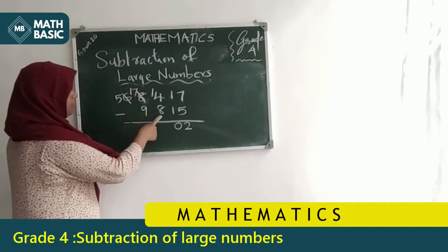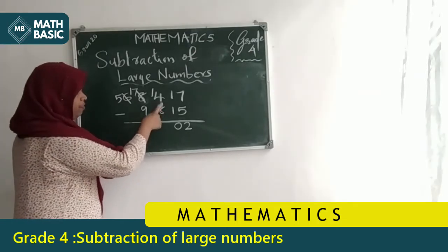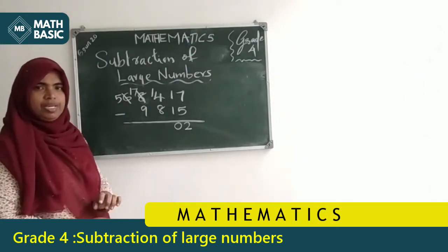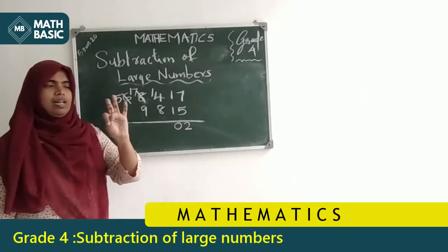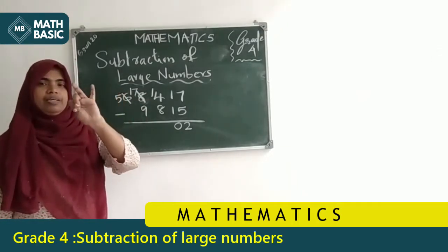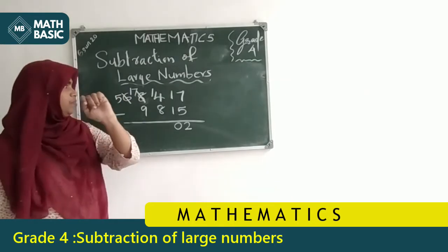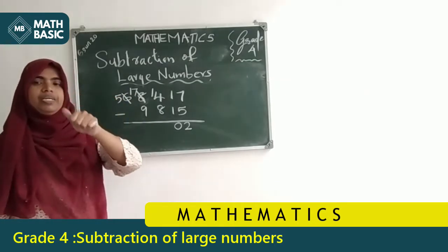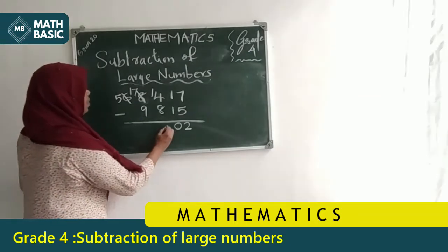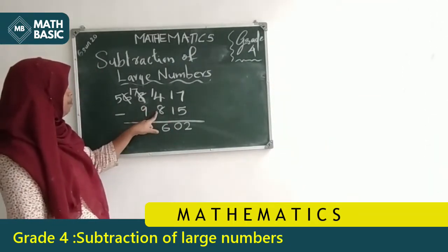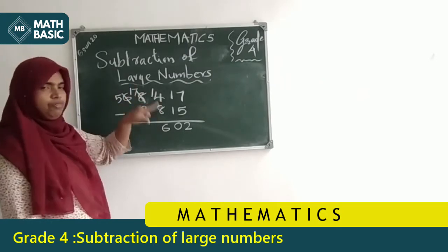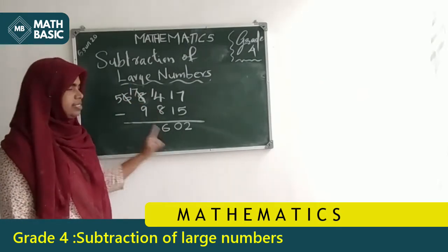Shall we do it here? 8 from 14. 8 from 14 means counting backwards. 13, 12, 11, 10, 9. What is 8? How many numbers? 6 numbers. Okay, 6, understood. That means from 8 count to get 14. How many numbers? 6.